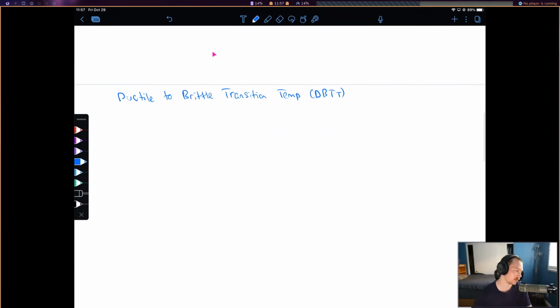Okay, so I'll say it one more time. The DBTT is the temperature for which the impact energy is halfway between the impact energy at the highest temperature and the impact energy at the lowest temperature.